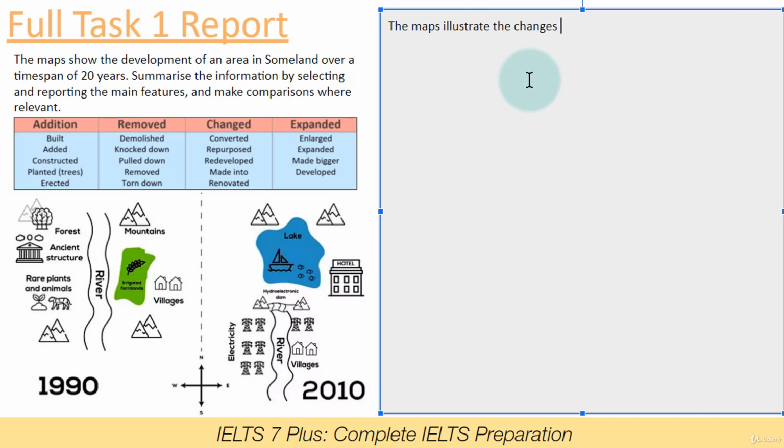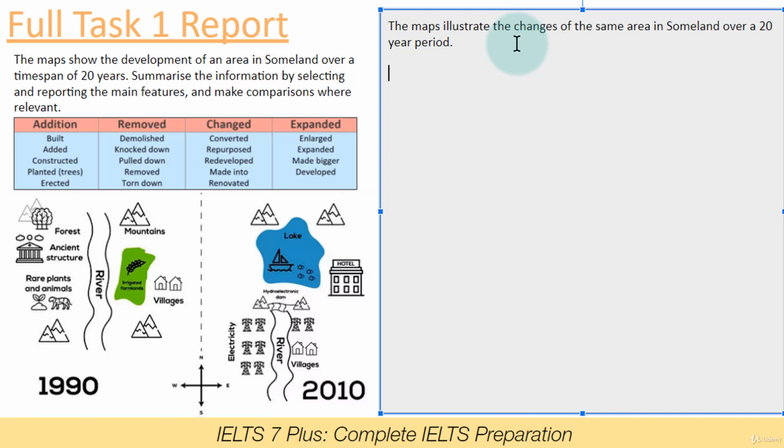Another word for area could be location. The maps illustrate the changes of the same area in some land, and of course capitalize for proper nouns. The maps illustrate the changes of the same area in some land over a 20-year period. So just paraphrasing this, over a time span of 20 years. Let's read this back. The maps illustrate the changes of the same area in some land over a 20-year period. Perfect.